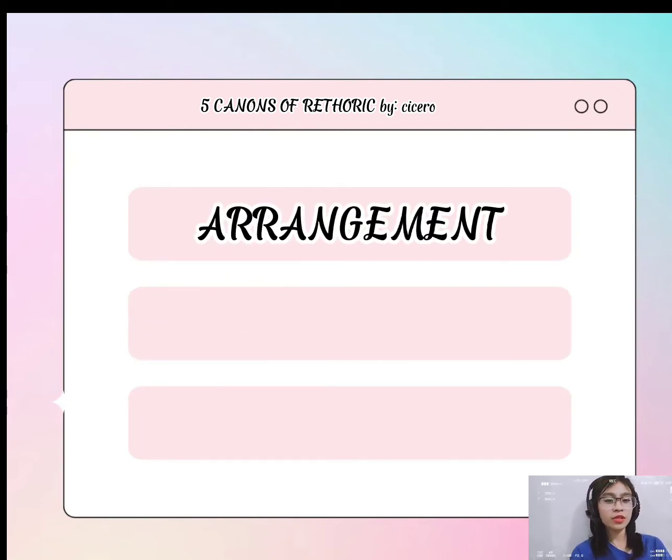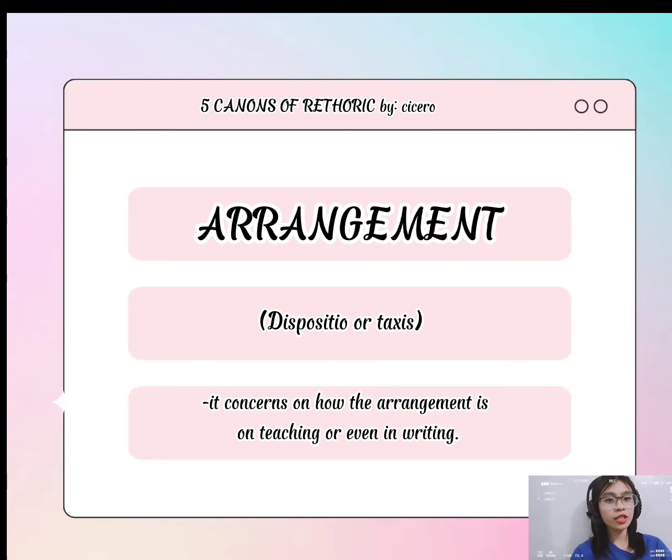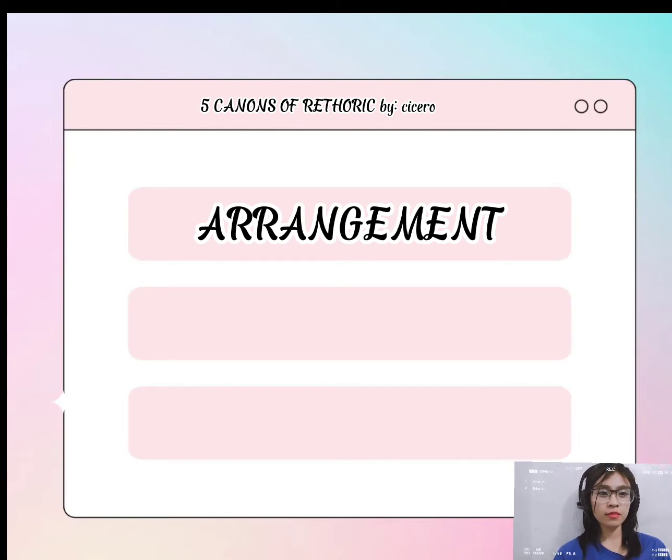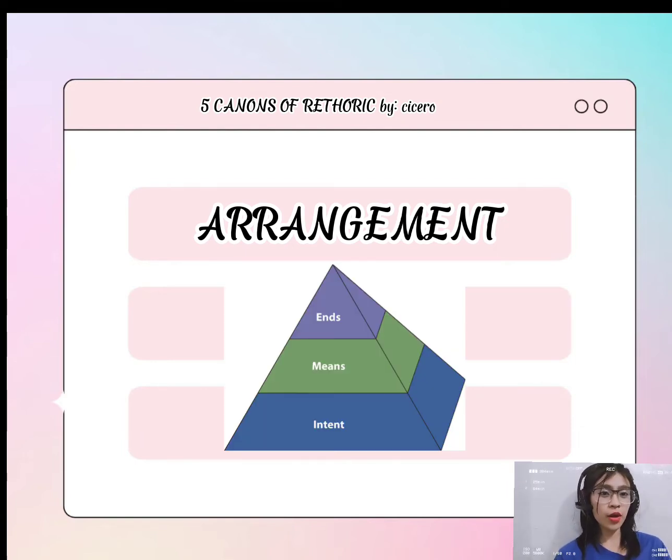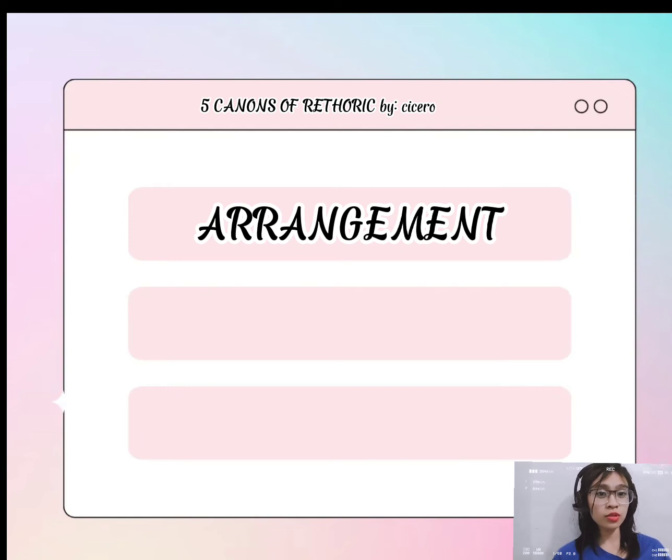Next is disposition, or taxis, or let's just say arrangement. It concerns how a person arranges their teaching and even their writing. Arrangement plays a very important role in public speaking because it is how the audience observes you and how you deliver a speech properly.